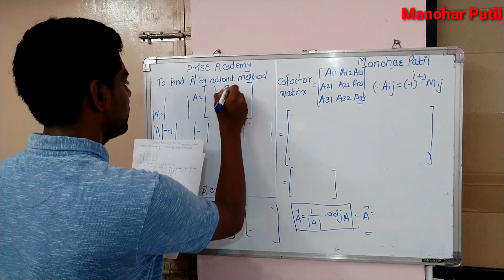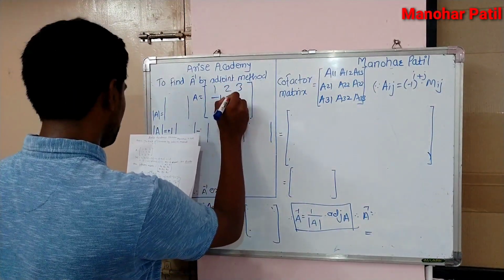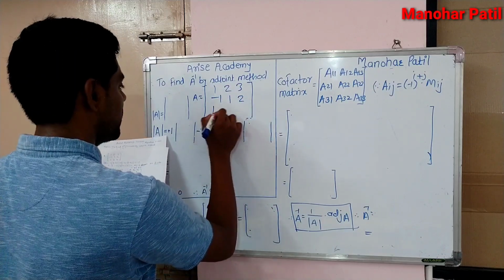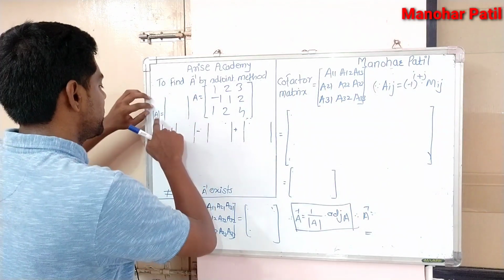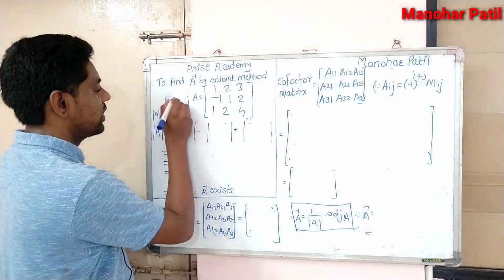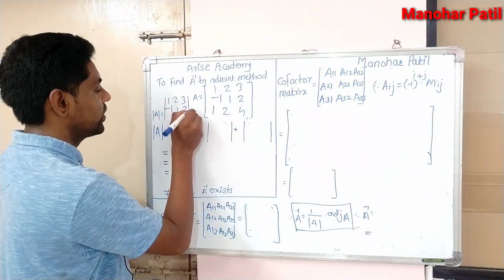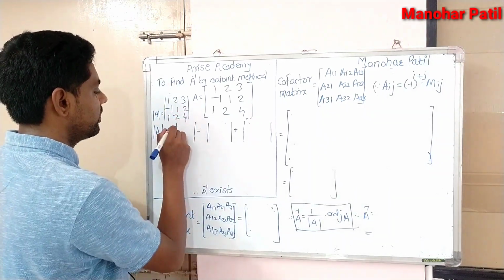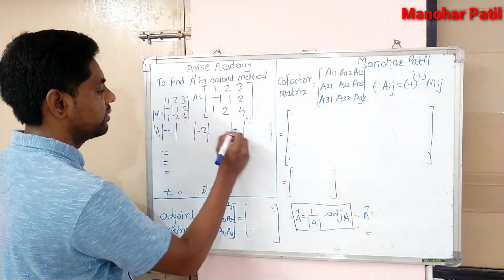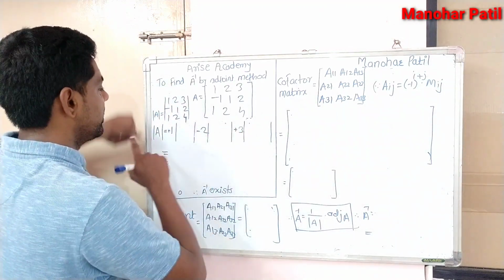So the matrix is 1 2 3, minus 1 1 2, 1 2 4. So first step, find out the value of determinant. First element 1, second element 2, third element 3. So find out the minor of each element.